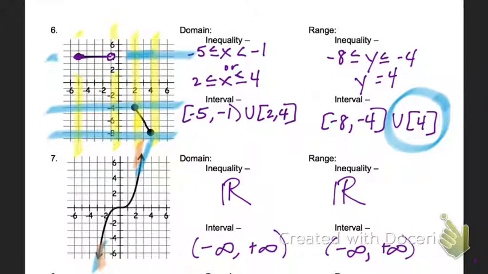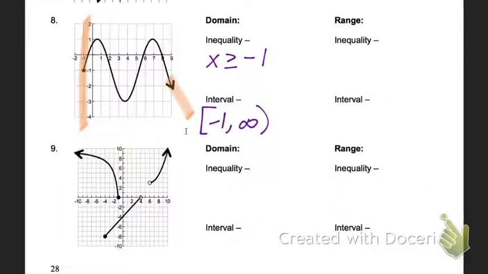Because it doesn't stop, it's all real. If there's no circle or dot, it's all real. If it goes to infinity, if it's approaching infinity in the left and right direction, or in the bottom to top, up or down direction.